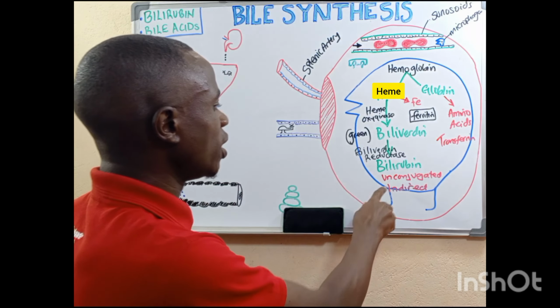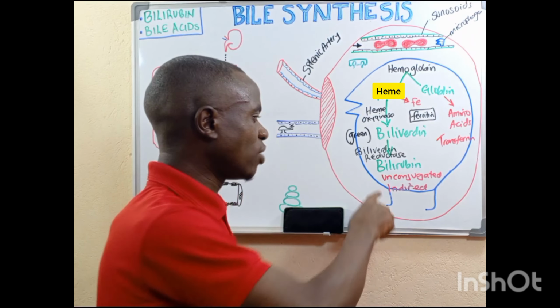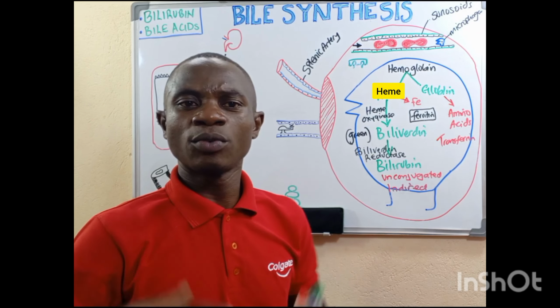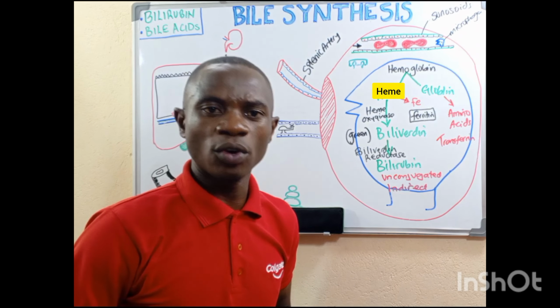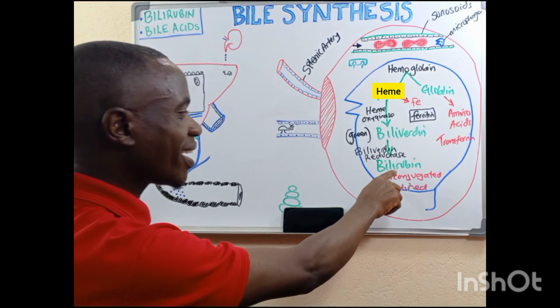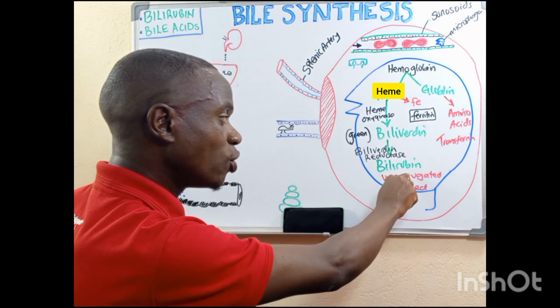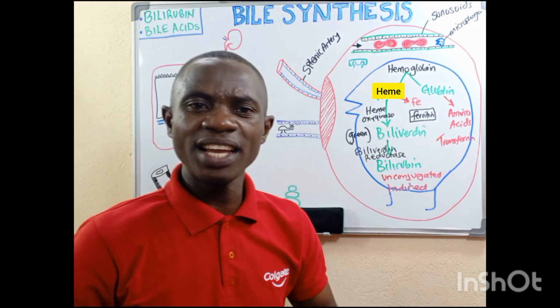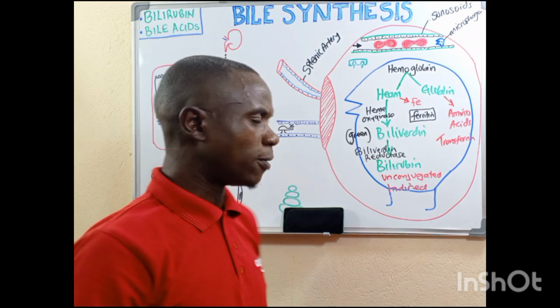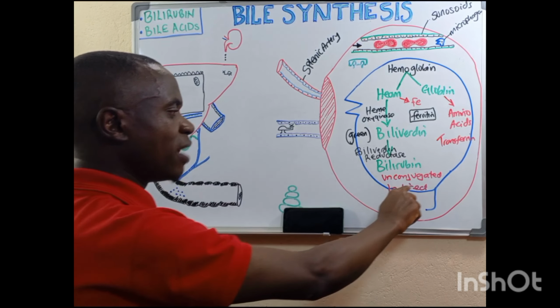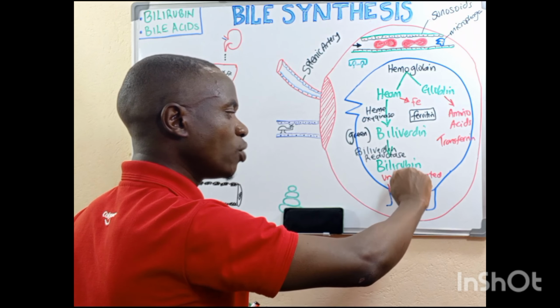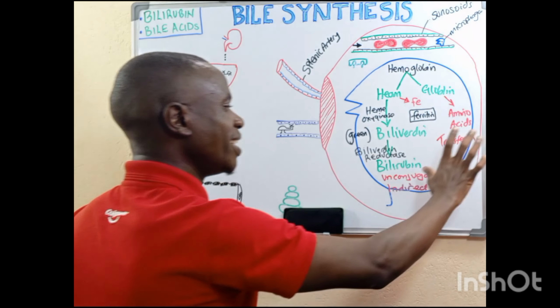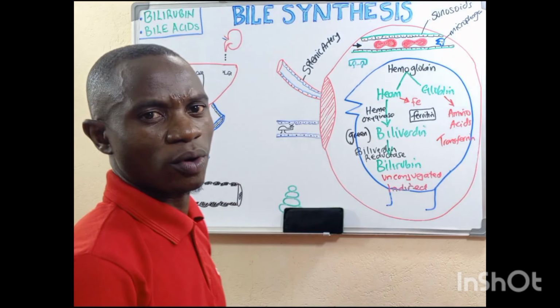So now the question is, who transports this unconjugated bilirubin to the place of conjugation? Remember, we are going to be carrying this unconjugated bilirubin to the liver, because the liver is going to aid in the conjugation process. Now, because this unconjugated bilirubin is lipid soluble, it can just diffuse out of the macrophage.